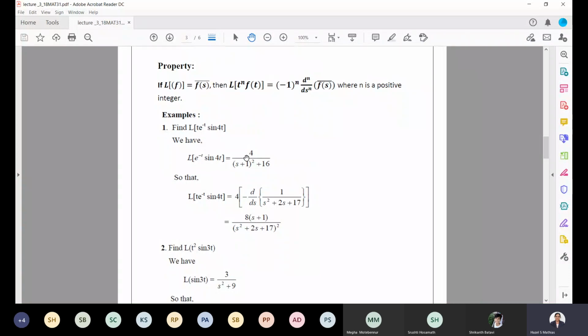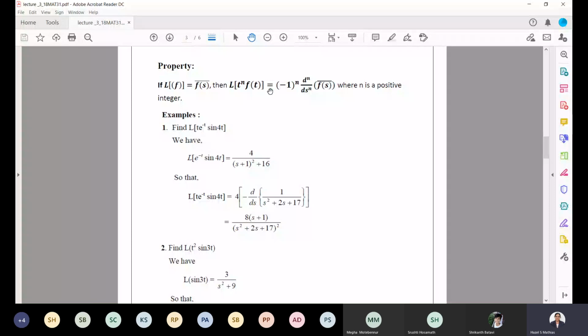How do you find the Laplace transform of e power minus t into sine 4t? First find the Laplace transform of sine 4t. It is 4 divided by s square plus 4 square, that is 16. Then replace s by s minus of minus 1, that is s plus 1. If it is a minus sign, you have to put a plus sign here. So it will become 4 divided by s plus 1 whole square plus 16. This is using the previous property. Now here there is a t term. So how do we do it?